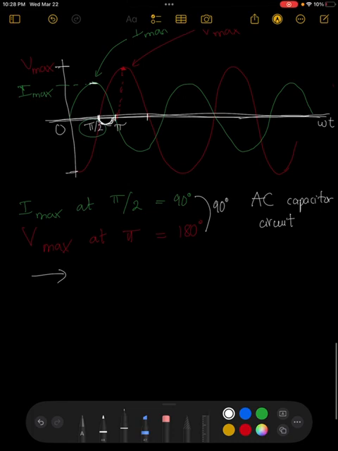Therefore, maximum voltage lags. That's the term, lags, because it reaches the maximum voltage after the current. The current reaches the maximum value first, so the voltage lags behind the maximum current.